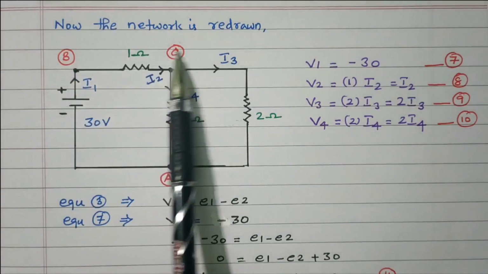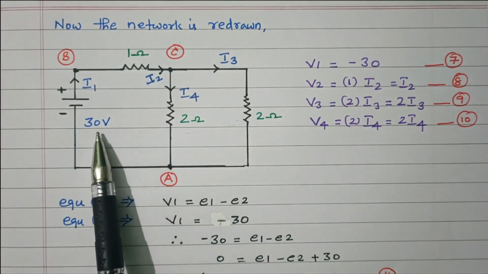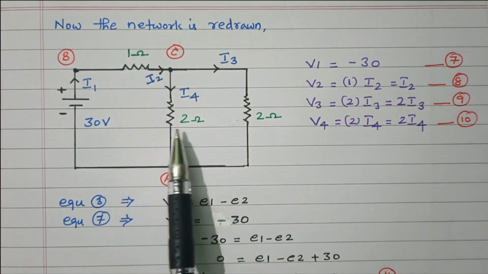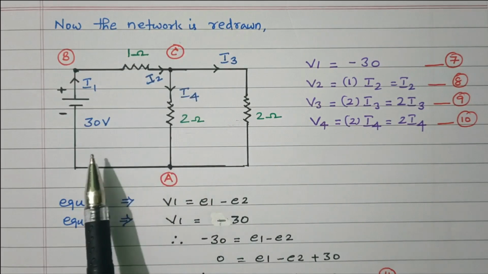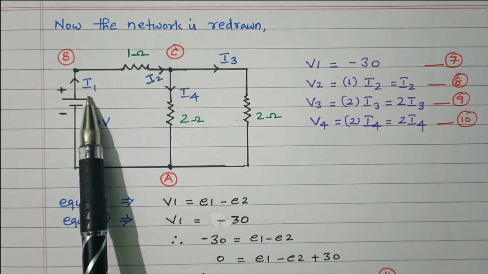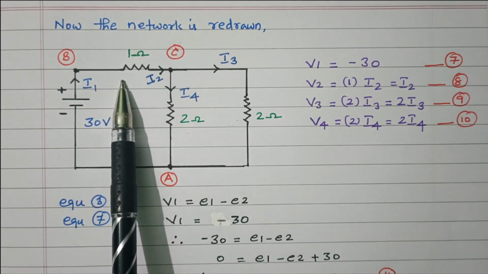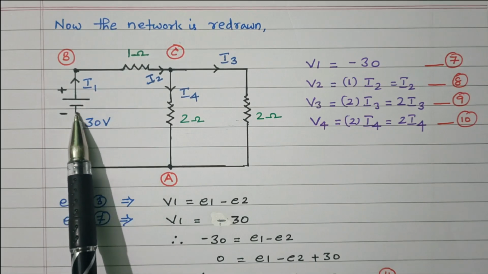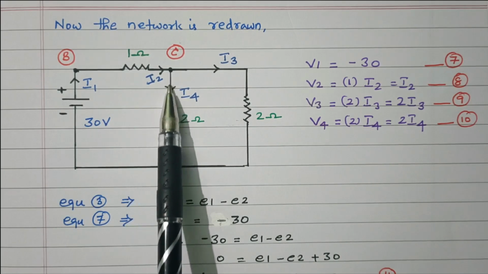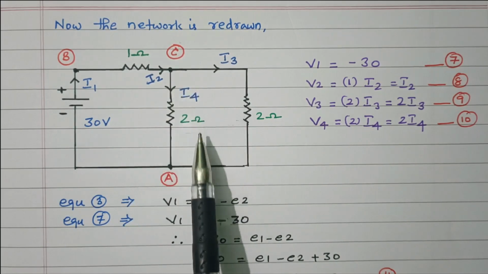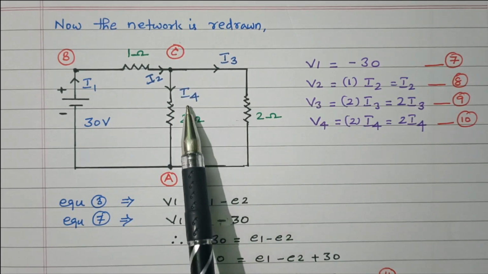Now we can redraw the network indicating the current direction. There is a 30 volt source and 3 resistors: 1 ohm, 2 ohm and another 2 ohm. The nodes are A, B and C. Let the current from the voltage source be I1. I1 flows through the 1 ohm resistor. The current flowing through the 1 ohm is I2. Then I2 is split into I3 and I4. The current flowing through this 2 ohm resistor is I3, and through the other 2 ohm resistor is I4.